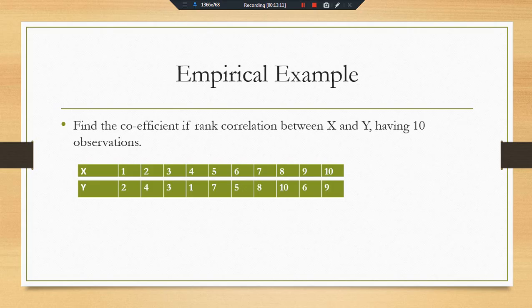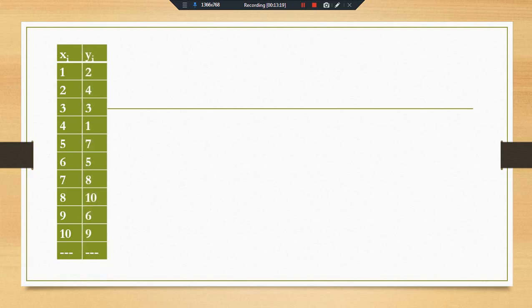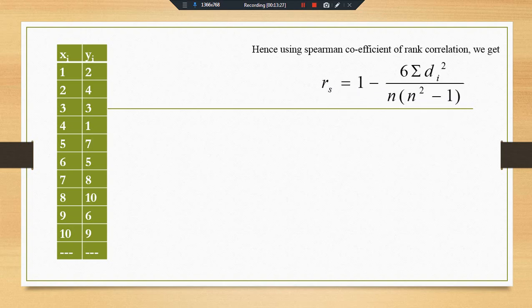Okay, here we find the necessary summations or necessary calculations. We have xi and yi, and we have the rank correlation formula: Rs is equal to 1 minus 6 summation d square divided by n into n square minus 1. So first we have to find the d, and then we take the square of the d.